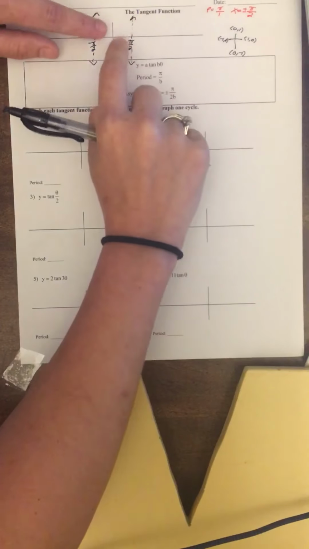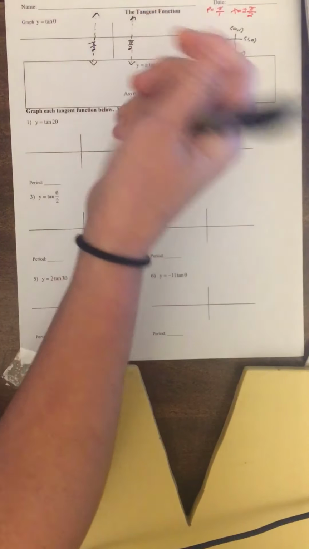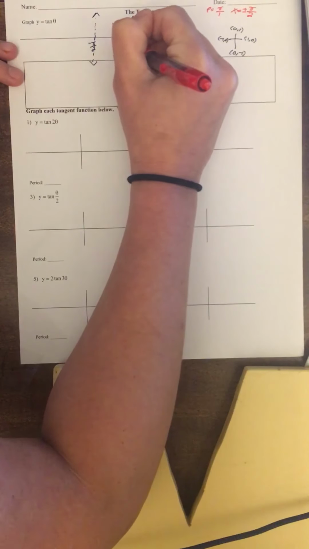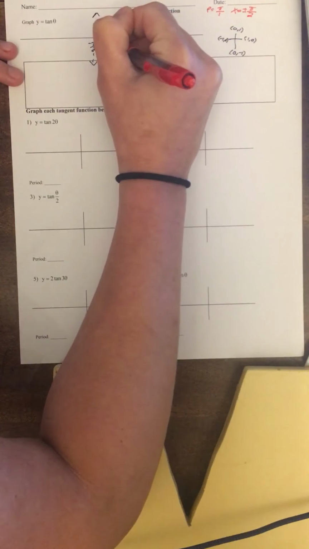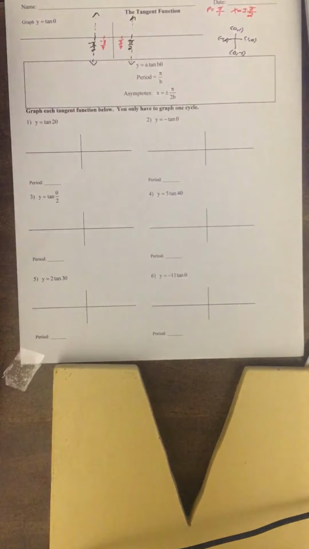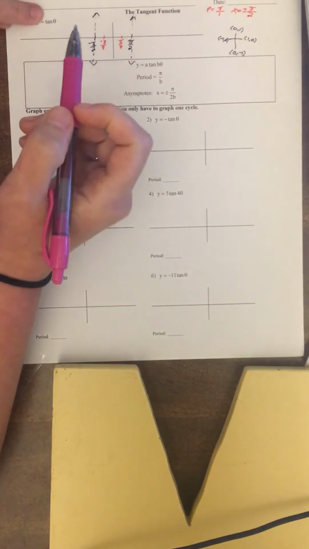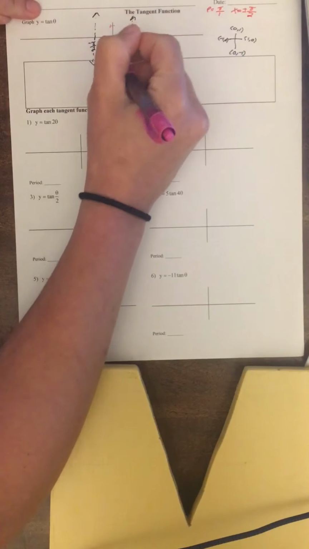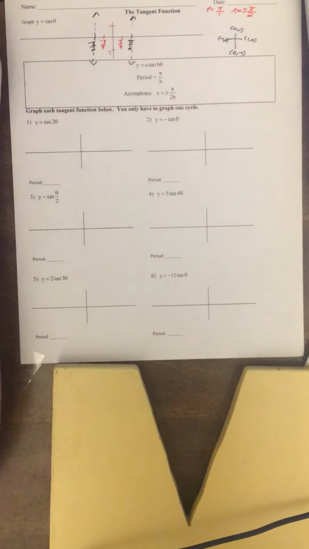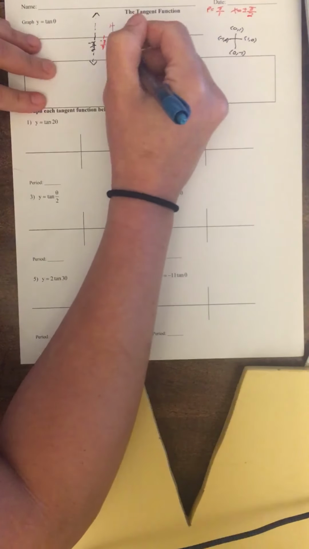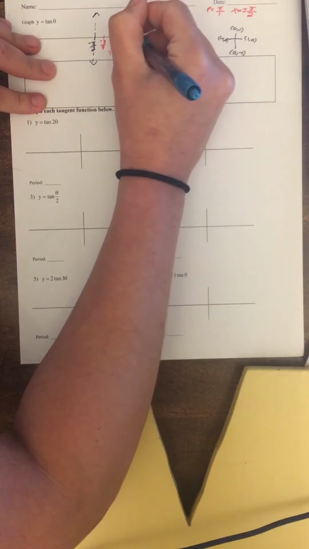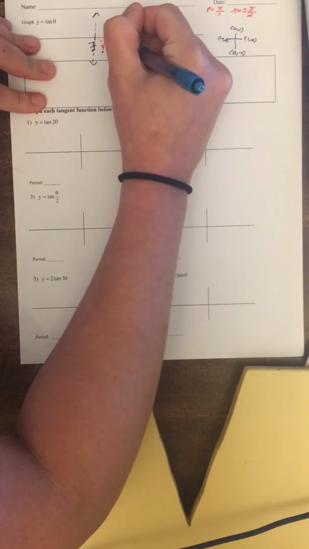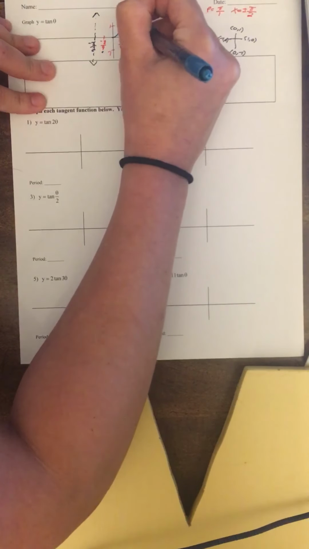Okay, so halfway between 0 and pi over 2, which would be pi over 4, there's a point that uses a, which here is 1. So a point right here at pi over 4, 1, and at negative pi over 4, negative 1. So our graph is going to look like this.